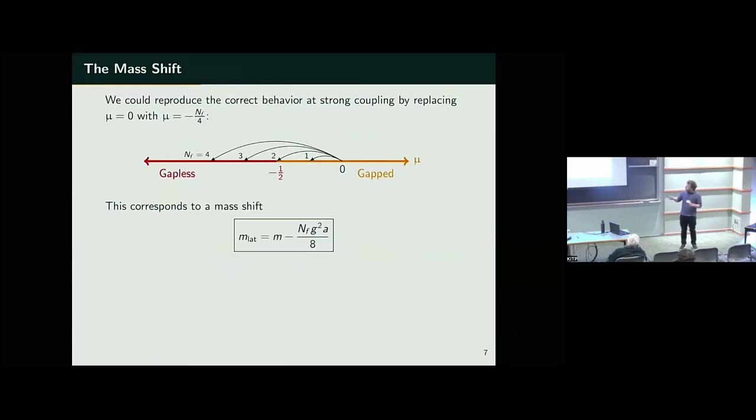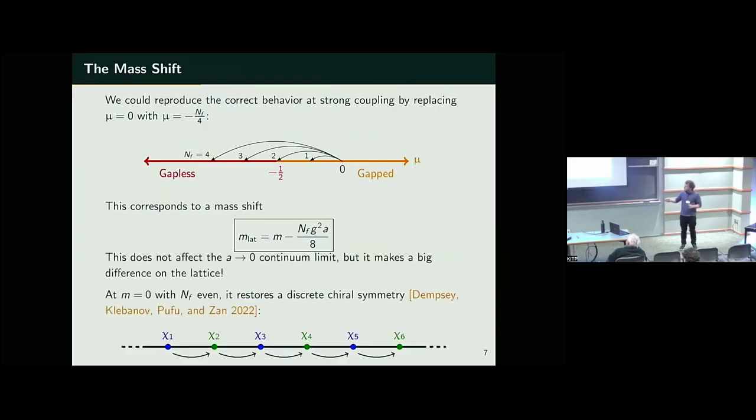Because remember, mu is not just the mass, it's the mass rescaled by the lattice spacing. So what this constant shift in mu corresponds to is a shift in the mass proportional to the lattice spacing, something that will disappear in the continuum limit. So this does not change the continuum limit of your model, it simply shifts how you get there. It changes the convergence. And it does so in a dramatic way. And so it'll make a big difference on the lattice, as we'll see.